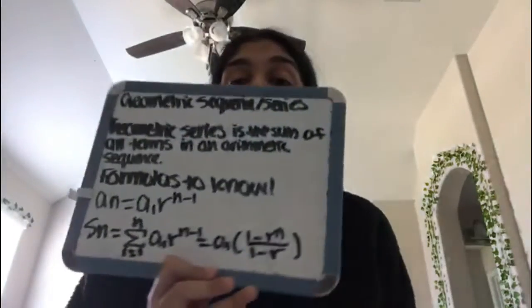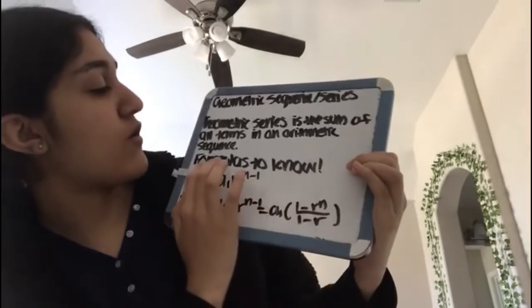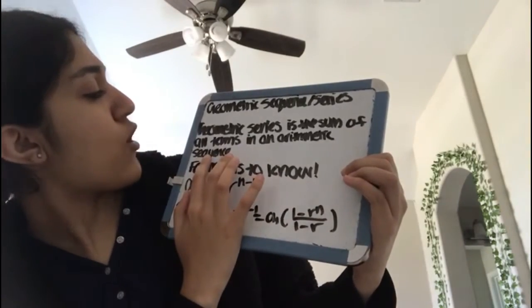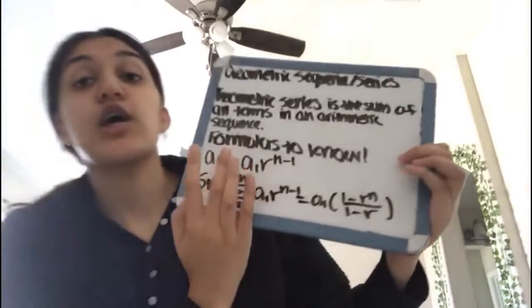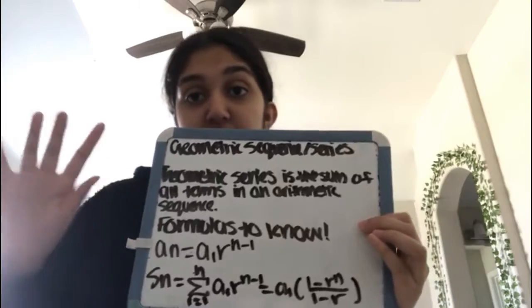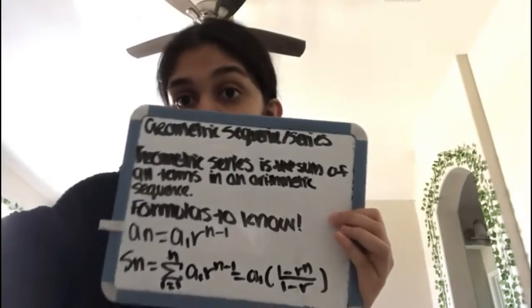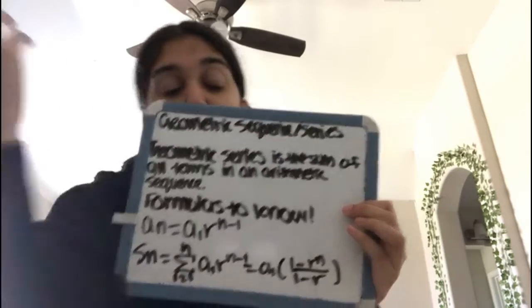So let's get started with the definitions and the review of the formulas. A geometric series is basically the sum of all terms in a geometric sequence. They are kind of related, but they are not the same thing, just different ways to solve it.